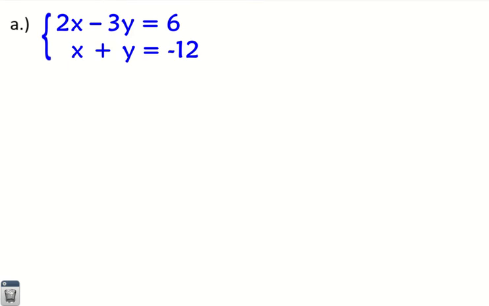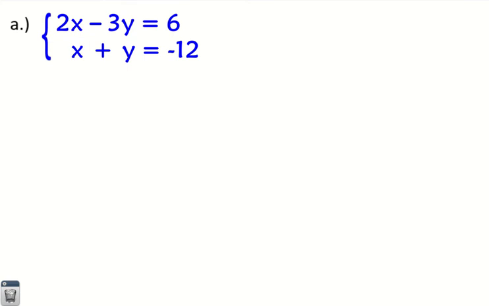Let's just do a couple more examples. So here we go. There's going to be a little bit of a plot twist here. 2x minus 3y equals 6 is our first equation. x plus y equals negative 12 is our second equation.